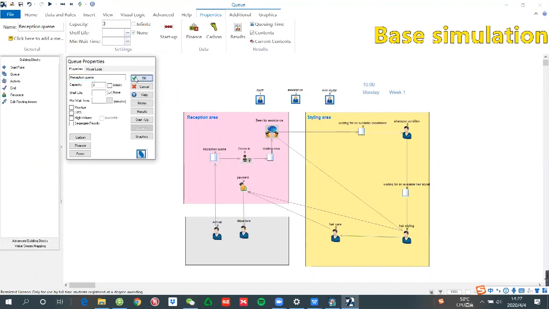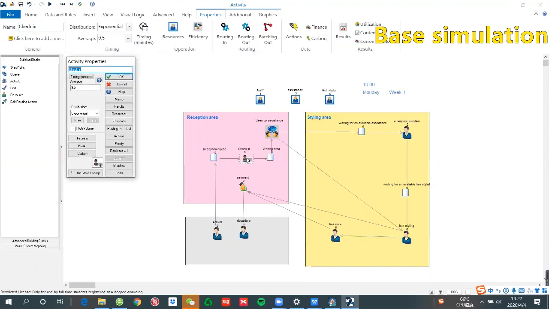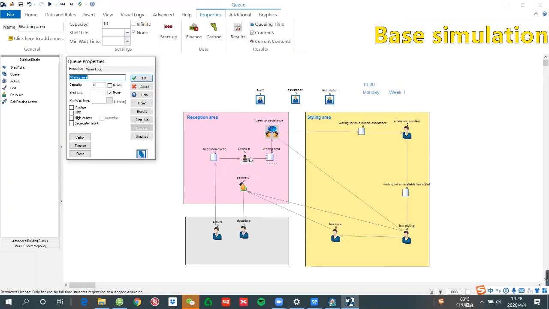For the next one, we have the check-in station. This is where the customer checks in, whether they have booked an appointment or not. The average time for a customer to check in is 9.5 minutes also. And the next one, we have the waiting area. The waiting area has a capacity of 10 people.